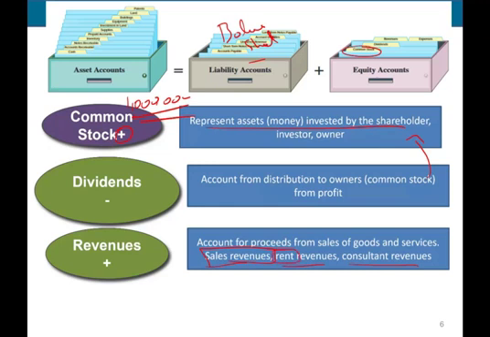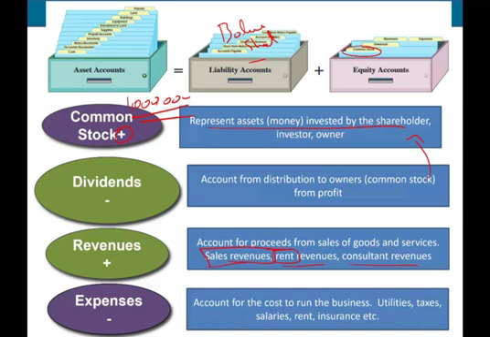So you have the revenues. But the bad news is when you have revenues, you might have to incur expenses. What are expenses? Accounts for the cost to run the business. You need your utilities, you need to pay taxes, salaries, rent, insurance. There are many expenses you have to pay. Now, if you take your revenues minus your expenses, the difference gives you net income or net profit. Hopefully we have more revenues.